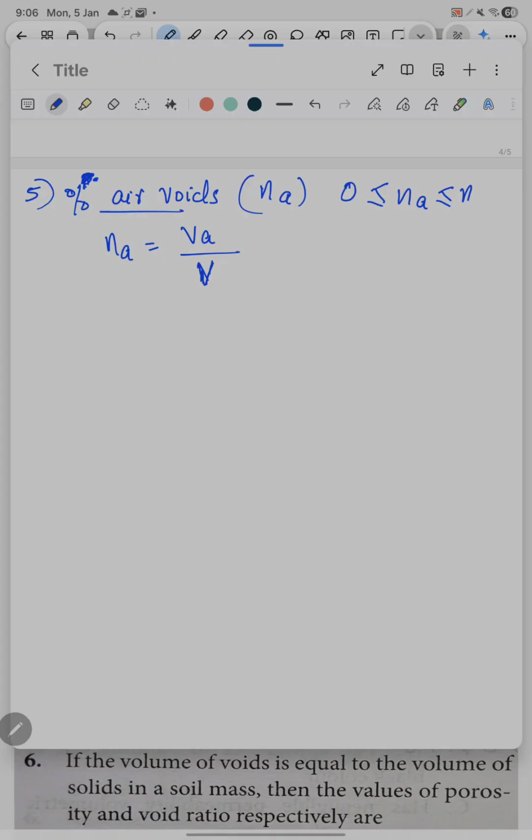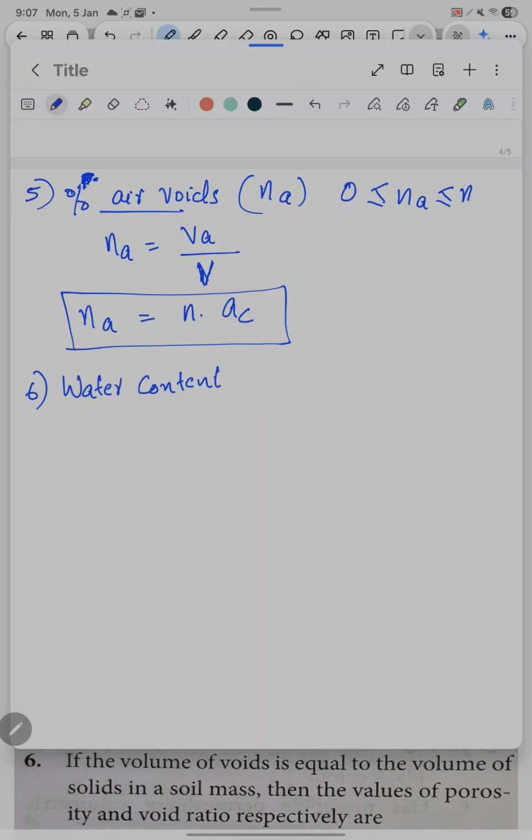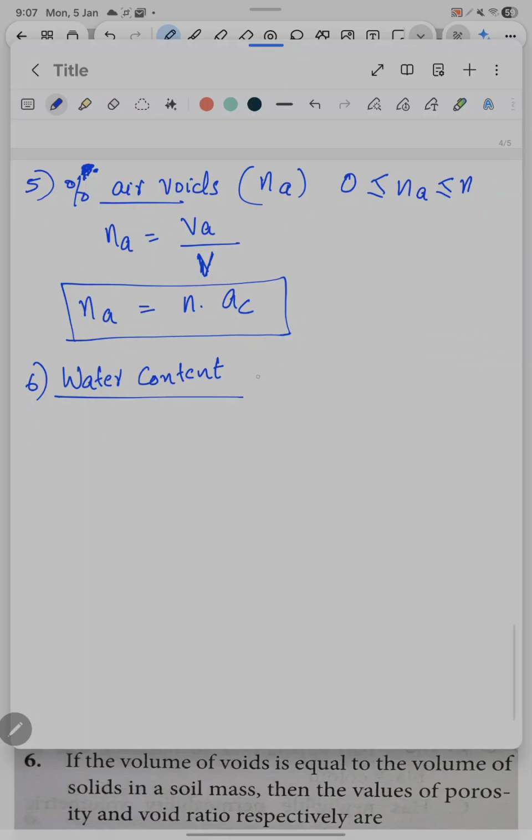And there is one relationship between Na and AC, that is percentage air voids and air content: Na is equal to n into AC. This is also very important. Na is equal to n into AC. Okay, next term we are going to study is water content or moisture content. Water content, also called moisture content, is denoted by small w.